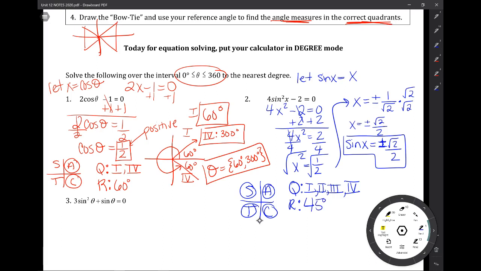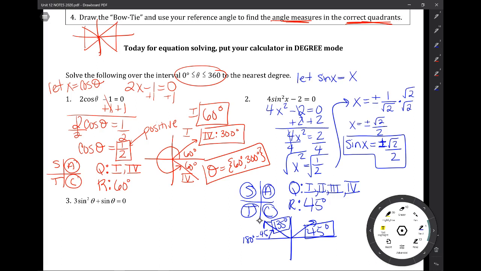So let's think about that. If I need an angle of 45 degrees in every single quadrant, in quadrant 1, my answer is 45 degrees because 45 degrees falls in quadrant 1. In quadrant 2, remember I am falling short of 180 by 45 degrees. So in quadrant 2, that would be 180 minus 45. So that answer is going to give me a 135 degree angle. That's my answer for quadrant 2.